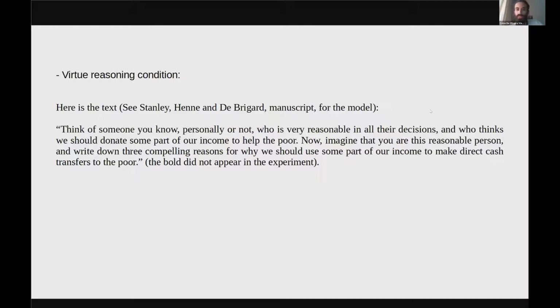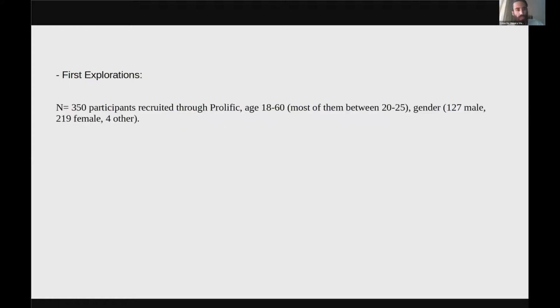So using the word reasonable, we ask people to put themselves in the perspective of a reasonable donor, a person who makes monthly or regular cash transfers, and they should give 3 reasons for why they do so, of course from this other perspective. So here we enter the first explorations of the data. We tested 350 participants recruited on Prolific, and this is some of the demographic information.